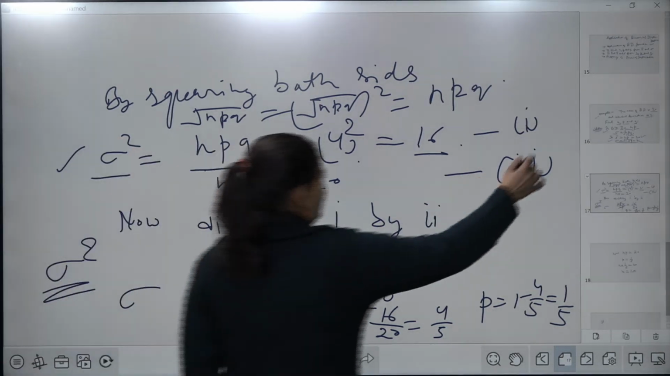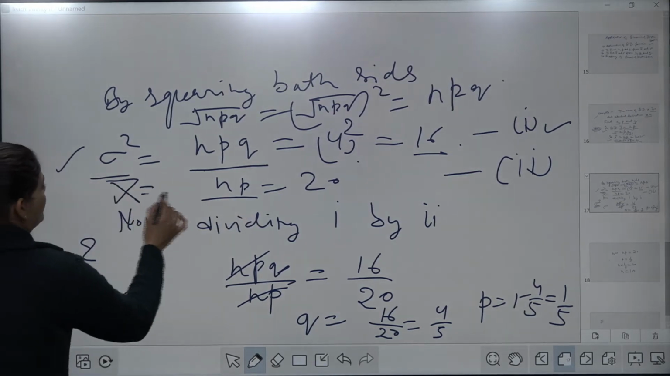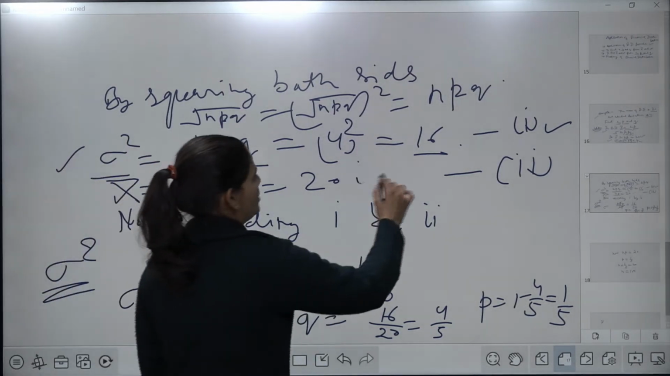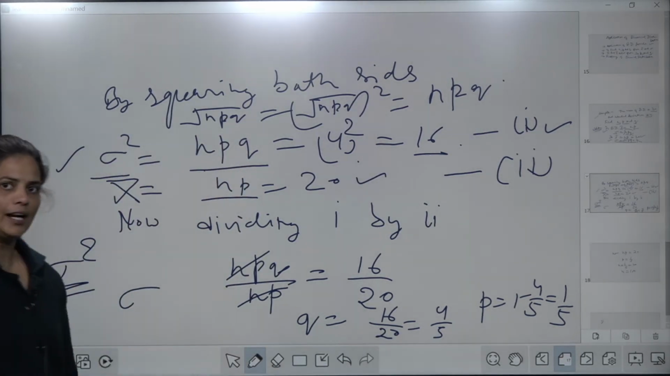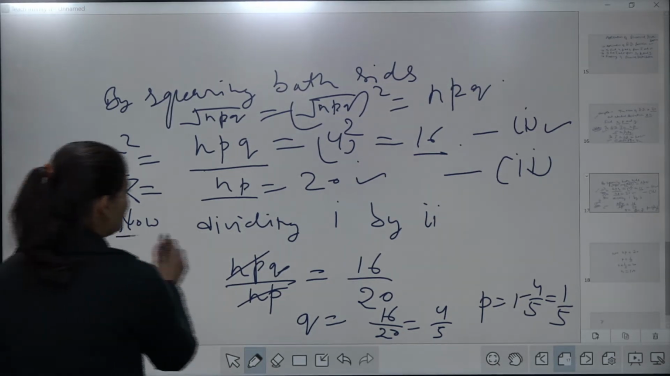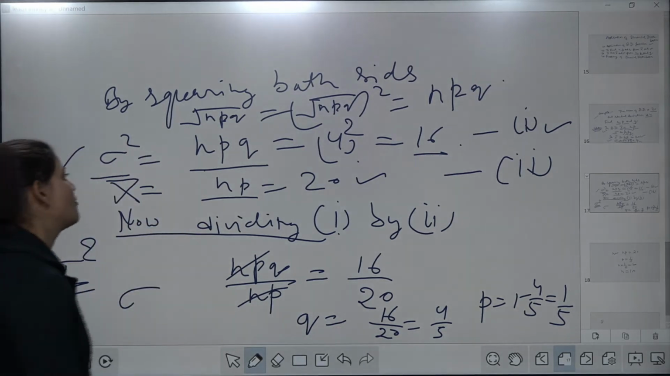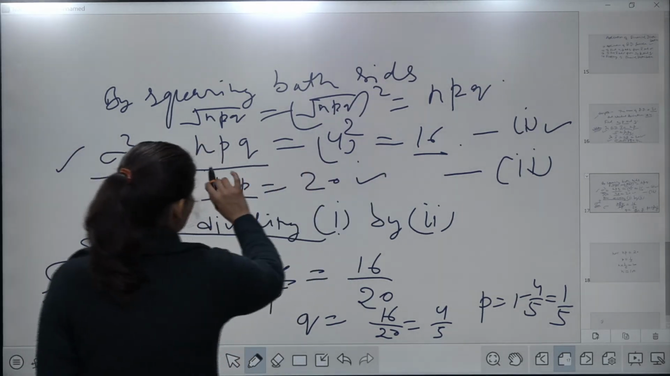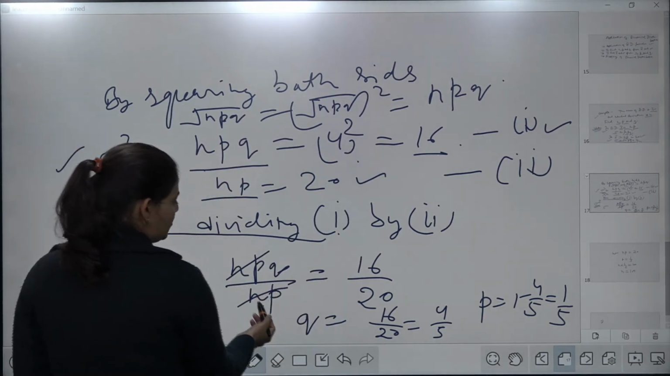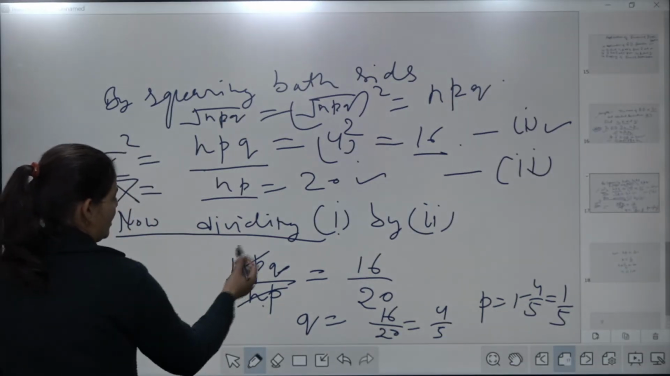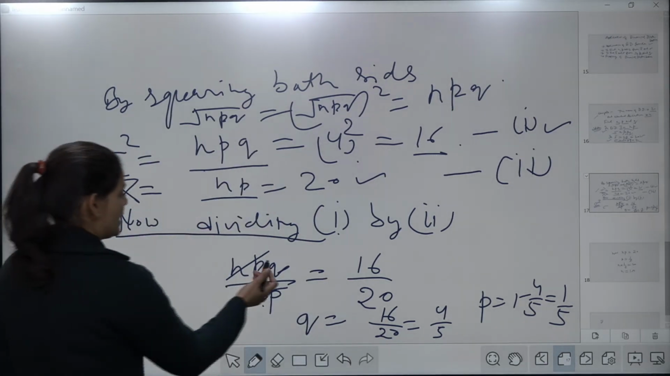This is our first equation, and the second equation is np, because mean is equal to np and it is given, that is 20. Now, we can find out the value of n, p and q one by one. First, we divide equation number 1 by equation number 2, right. Equation 1 is npq is equal to 16. So, npq divided by np, that is, variance divided by mean, is 16 divided by 20. Now, we can cancel.